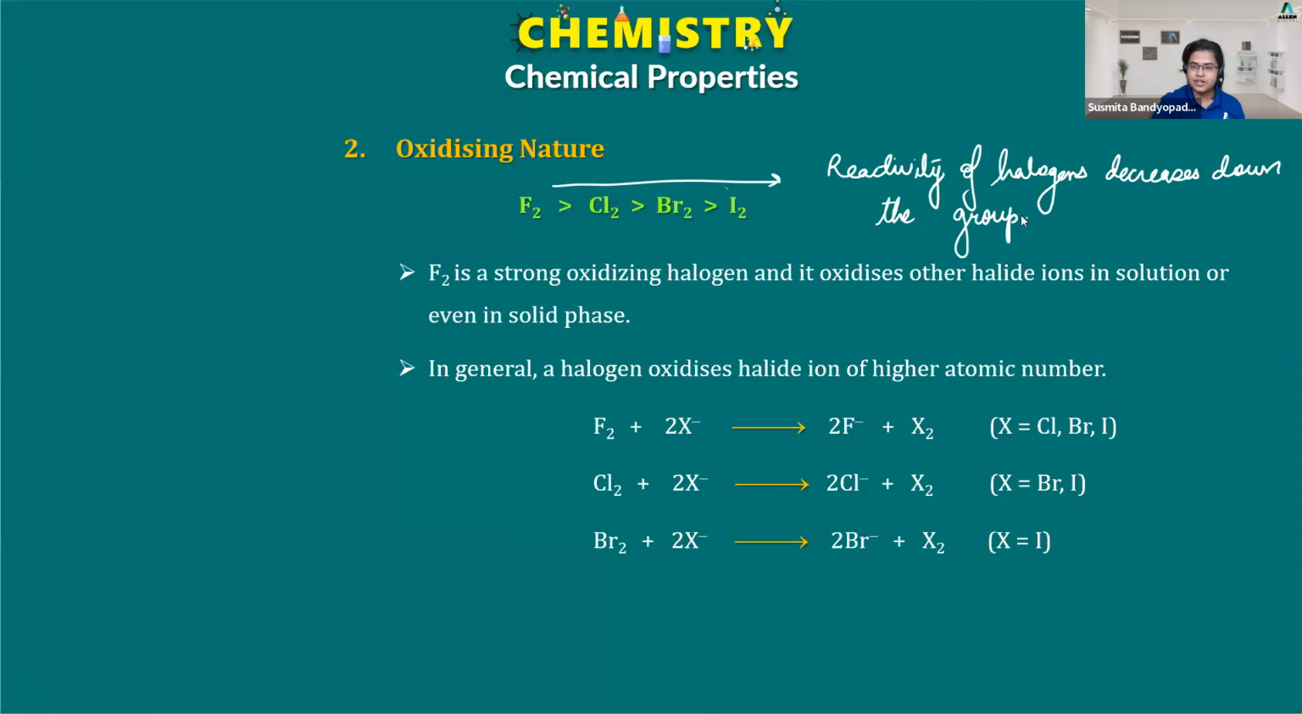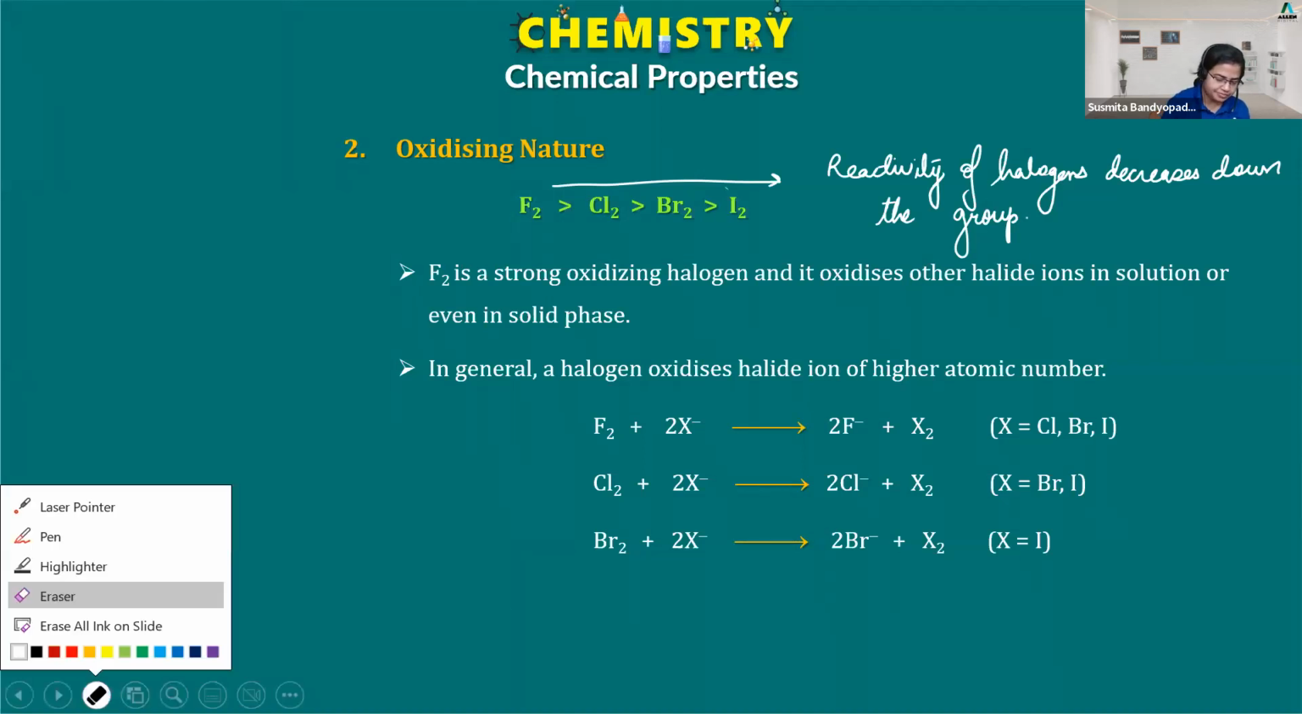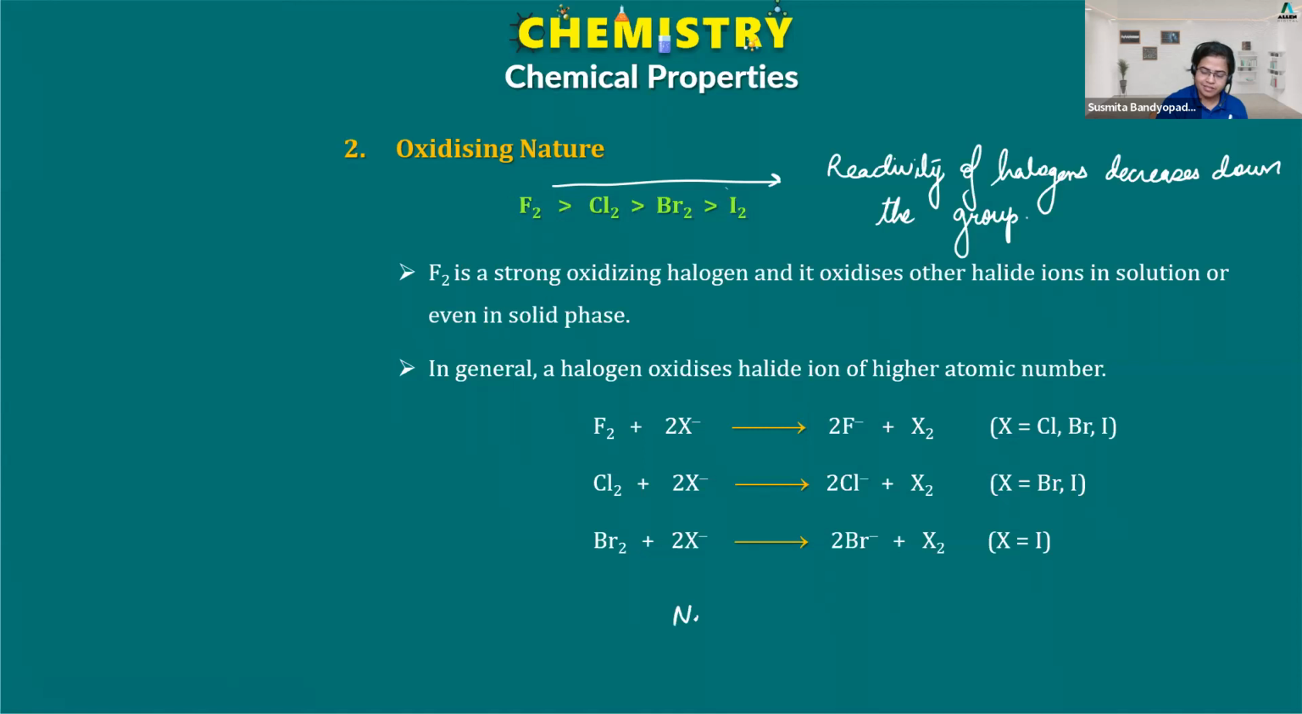The reactivity of halogens decreases down the group. So what happens is, say for example, I have NaI. Just like in displacement reactions, F2, being more reactive than I2, can replace I here. F is more reactive than I, so NaF along with the liberation of I2 is possible.